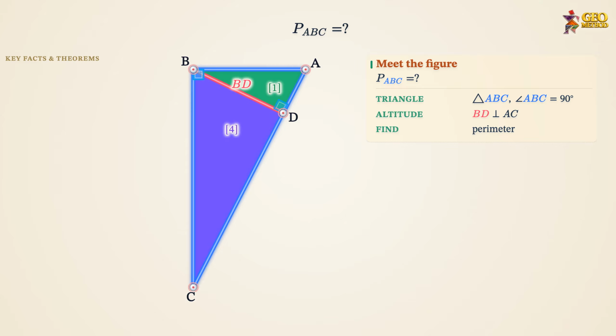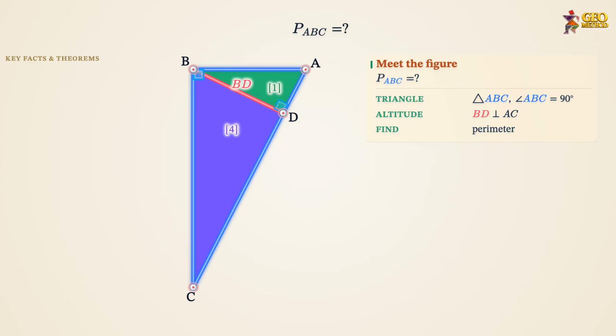Today, we are solving another interesting geometry problem. Here is today's challenge. Can you find the perimeter of ABC from areas 1 and 4? Take a moment to study the figure. Then, let us uncover the key geometric ideas that make the solution click.